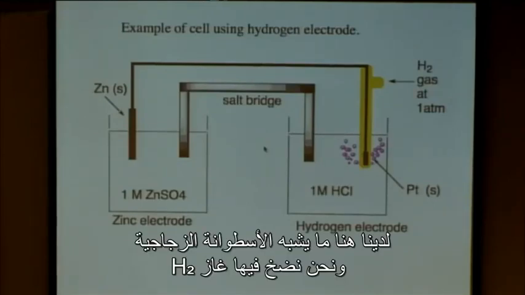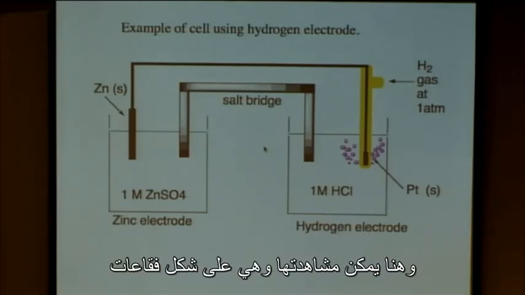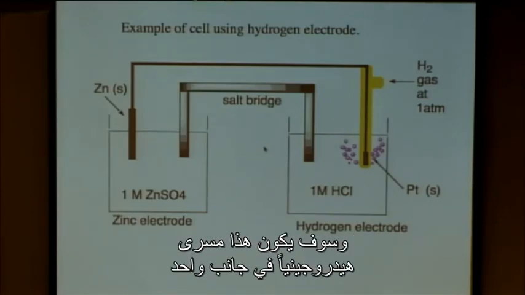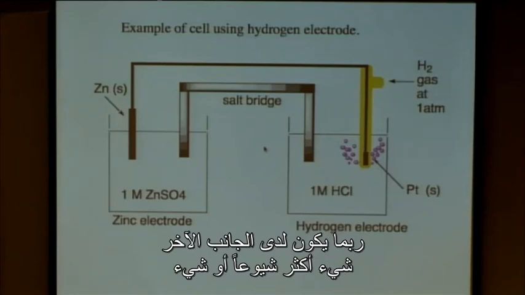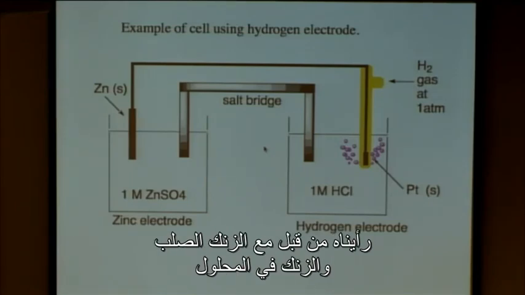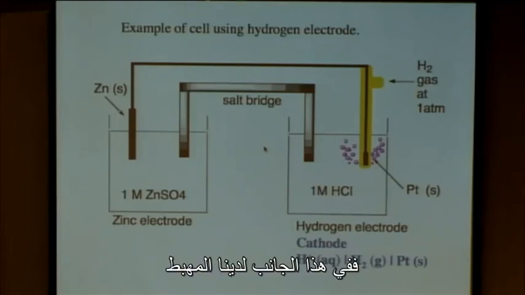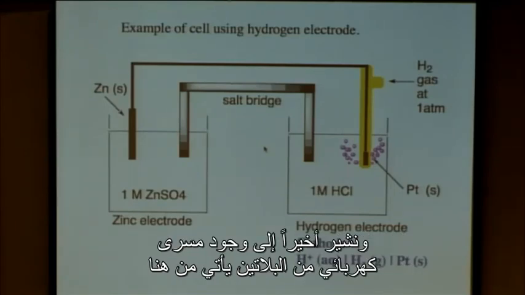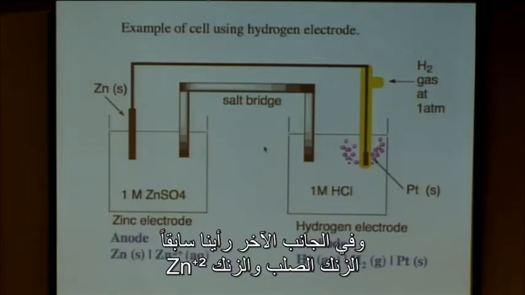So here we may have like a glass cylinder. Here we're pumping in H2 gas, and here you can see it sort of bubbling down. We may have a solution of hydrochloric acid, which would have a lot of H plus in it, and so this would be a hydrogen electrode on one side. The other side may have something more common, or something that we saw before, the zinc solid and the zinc in solution. So on this side we have the cathode, we can write the H plus aqueous, a bar for the phase transition to H2 gas, and then we indicate that there's also a platinum electrode going on here. And the other side is what we saw before, the zinc solid and the zinc plus 2.